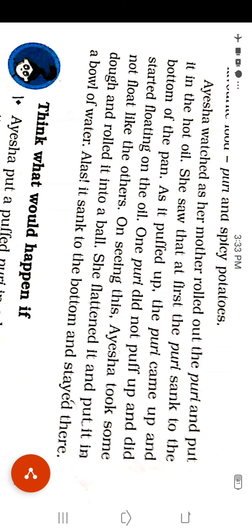Alas, it sank to the bottom and stayed there because I have already told you that when the buoyancy force is less than the force of an object, and the force of an object is more than the buoyancy force, then the object will sink.